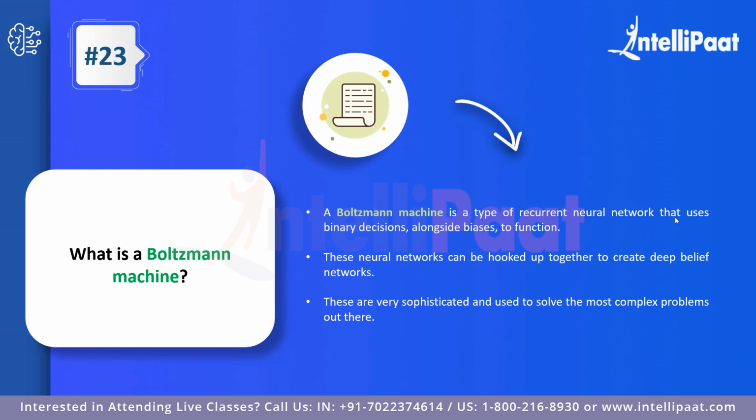Boltzmann machine sounds very complex, but it is actually a type of neural network, that we call an RNN, or a recurrent neural network, where we make use of binary decisions, biases, and a lot of functioning and working for us as well. So Boltzmann machines are, like I mentioned, RNNs. They are hooked together to create something that we call DBNs, or deep belief networks. So these deep belief networks are extremely sophisticated.